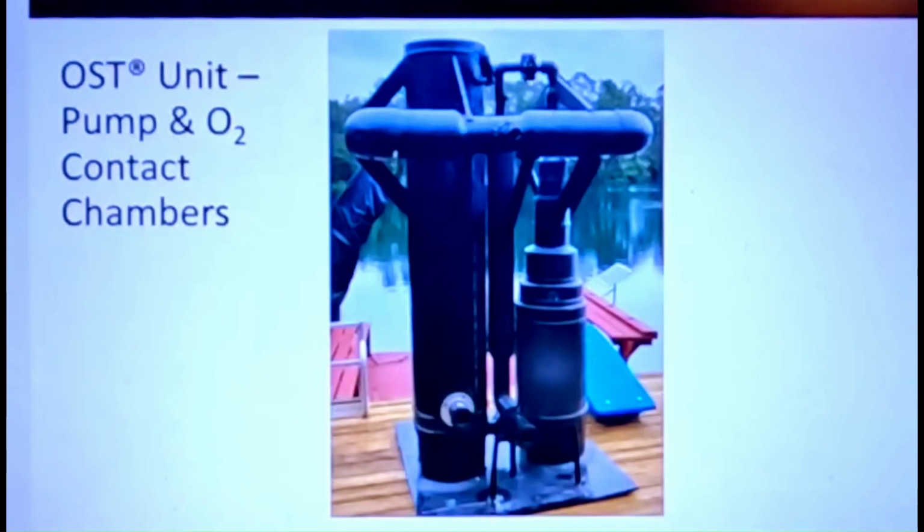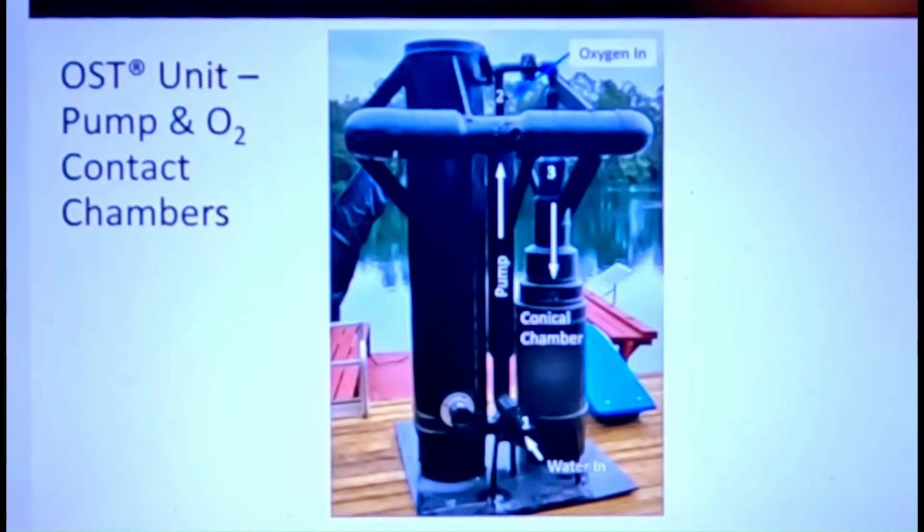So let's look at the chambers. The chambers you're going to see here are 3 different shapes. The middle one is where our pump is located. And water is drawn in at the bottom. It goes through the pump. And where it exits the pump, we inject oxygen that's coming from shore. That oxygen and water mixture then flows downward through that conical-shaped chamber.